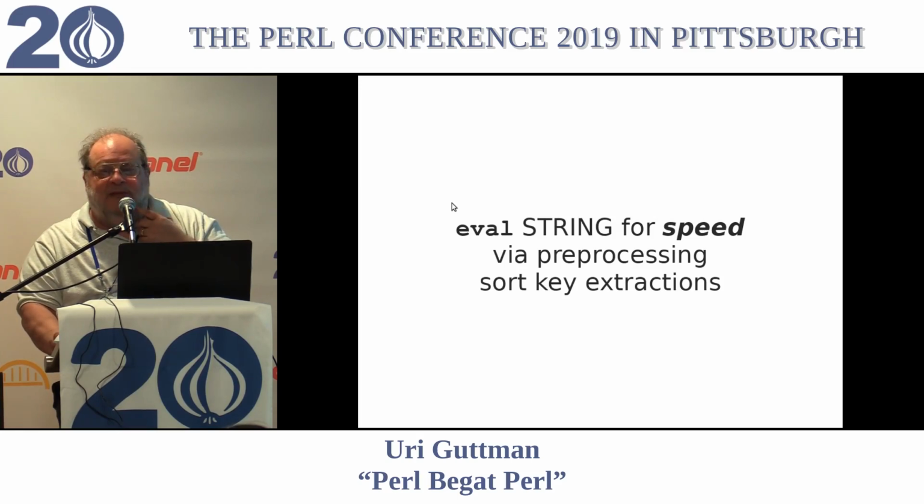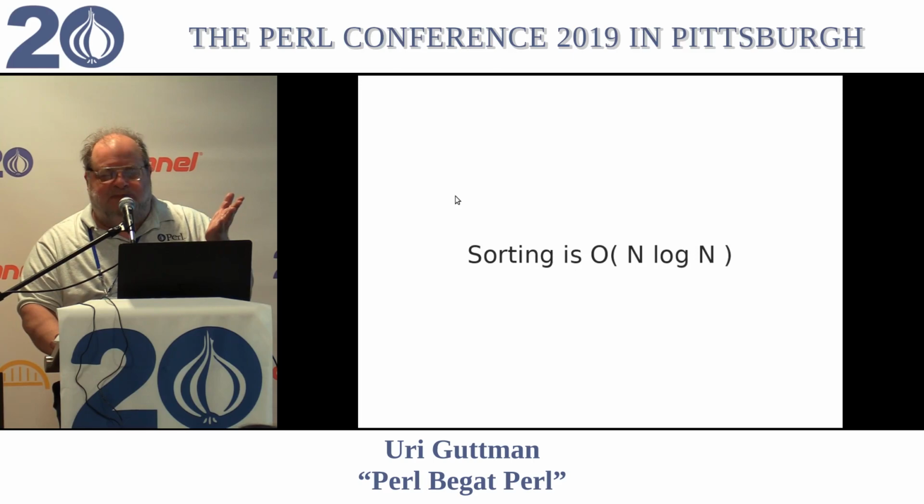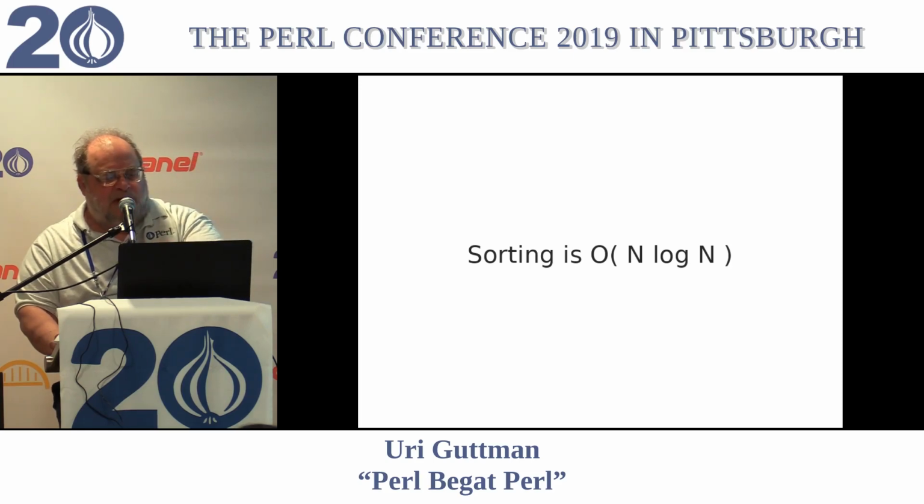Okay, now we get into some much meatier stuff. So hold on to your hats. Eval string for speed by pre-processing sort key extractions. Ever know about sorting and algorithm theory? Sorting is famously n log n. Basically, that's an average, and I'm not going to go into any details of different sorts, but typical sorts are n log n, which means as you grow the amount of sort data, the sort work grows by the order of n times log n.